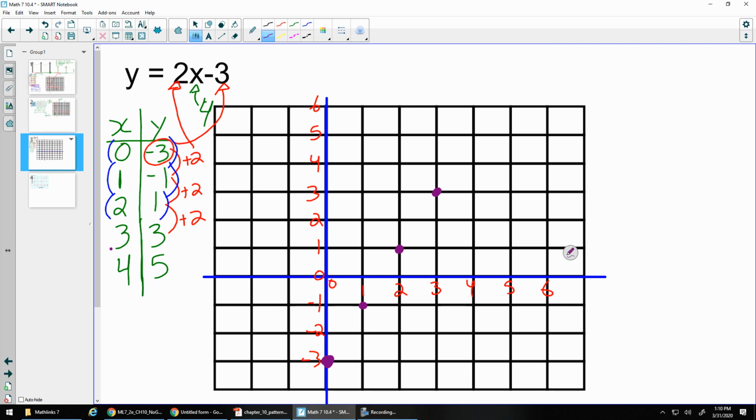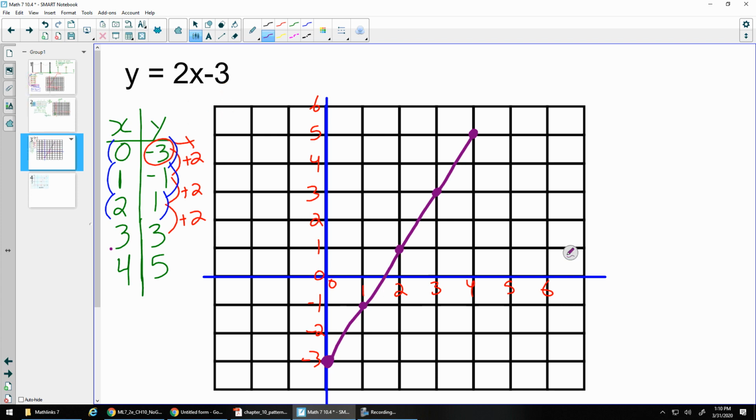When x is equal to 4, y is equal to 5. And we have this graph that shows a straight line. That wasn't a very straight line, but it shows this linear pattern on the graph. Okay, so we have our y values and our x values that we can show on there. So 3 different ways of showing this pattern, y is equal to 2x minus 3.